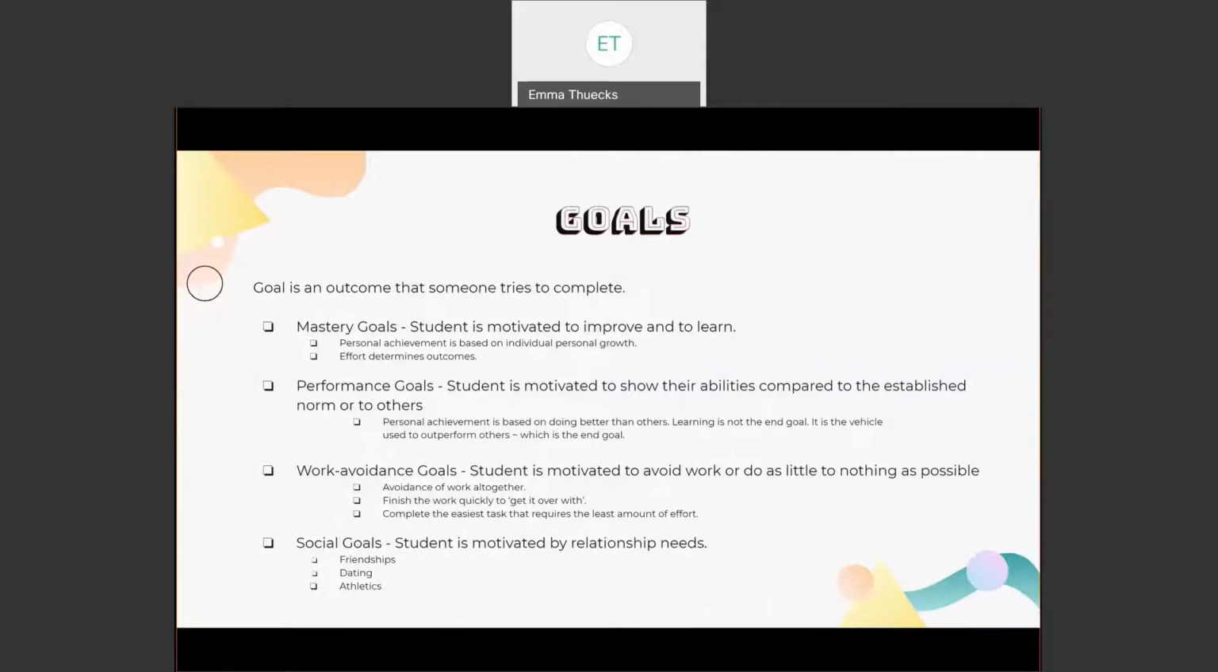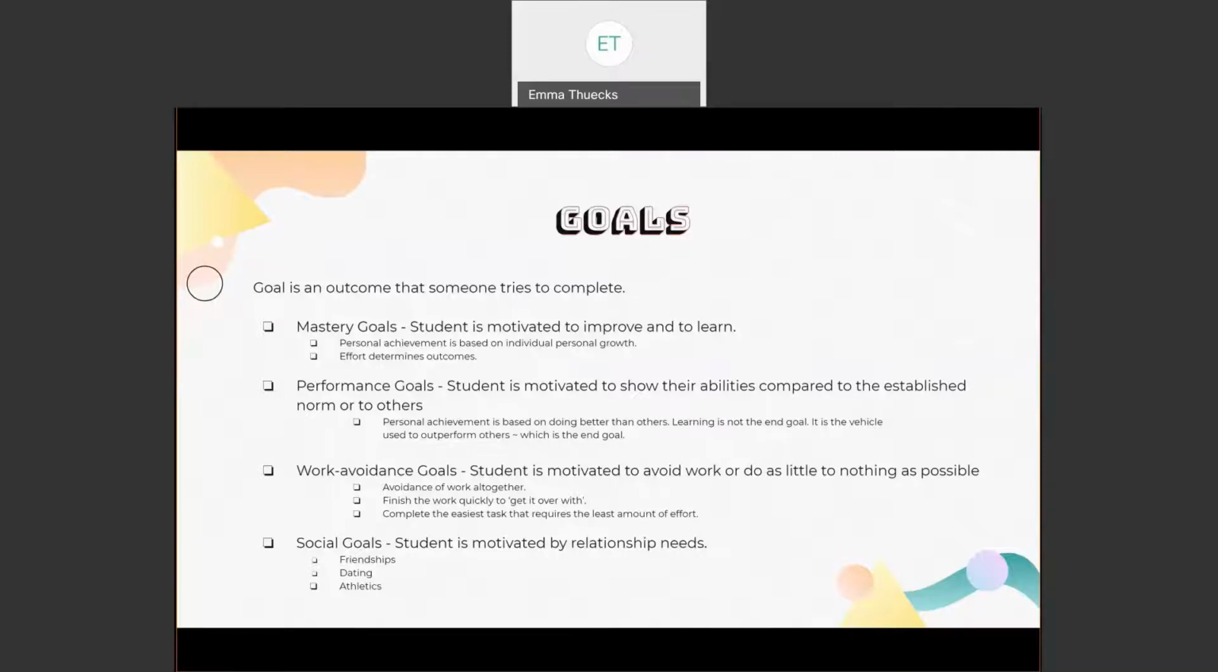The next one is performance goals. The student is motivated to show their ability compared to the established norm or to others, and within that, personal achievement is based on doing better than others. Learning is not the end goal. It is the vehicle used to outperform others, which is the end goal.